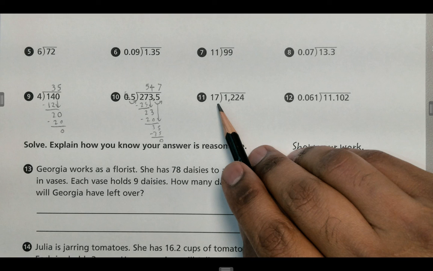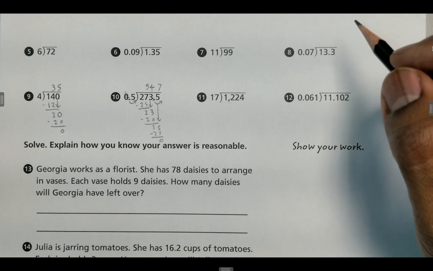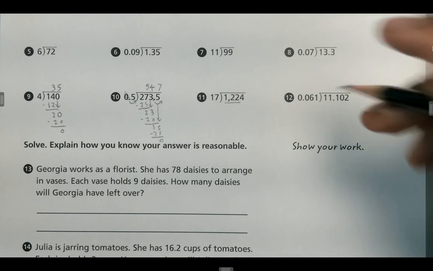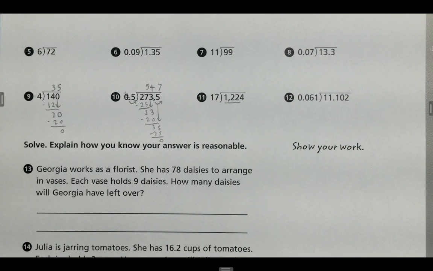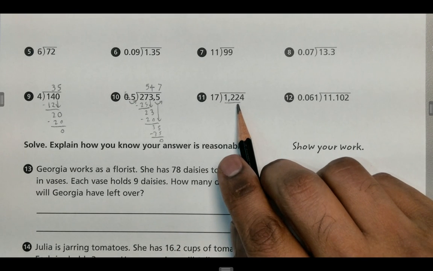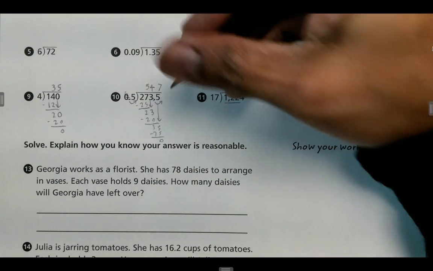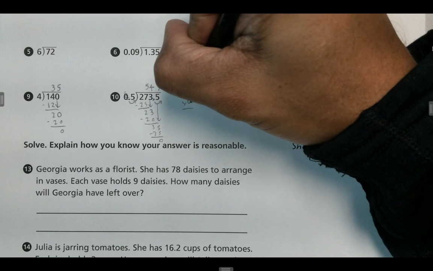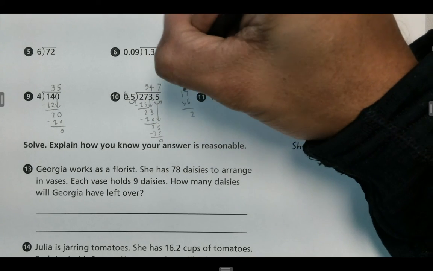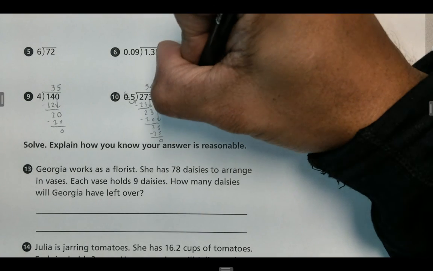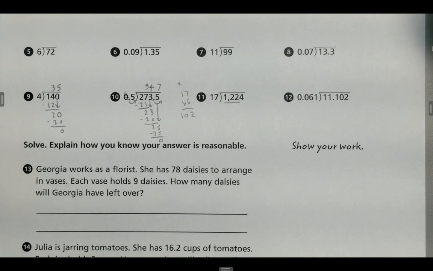Number 11. 1,224 divided by 17. Let's find how many times 17 goes into 122. 17 is close to 20. 20 times 6 is 120. I'm going to do a side calculation multiplying by 6. Feels like that's close. Might be able to go higher. 6 times 7 is 42. 2 comes down, 4 gets carried. 6 times 1 is 6, plus the 4 is 10. Yeah, I think we can go one higher.